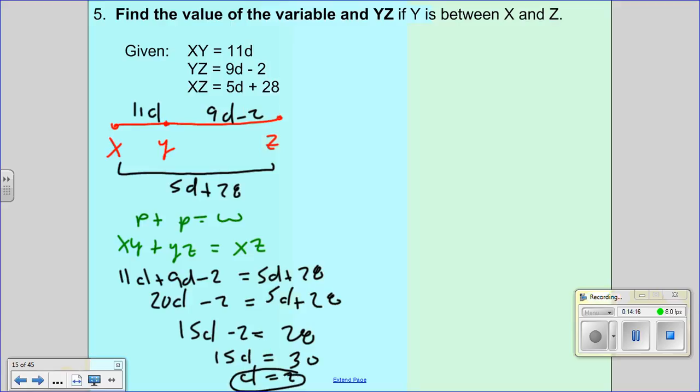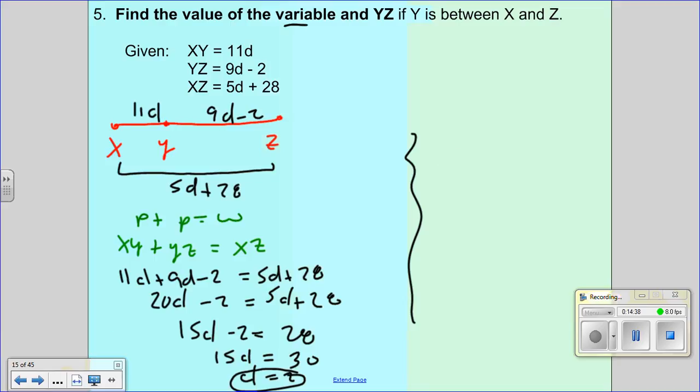Notice I didn't show every detail that time. If you get stronger in algebra, you won't have to show every detail either, but show the result of each detail. That's what I need to see so that we're on the same page.